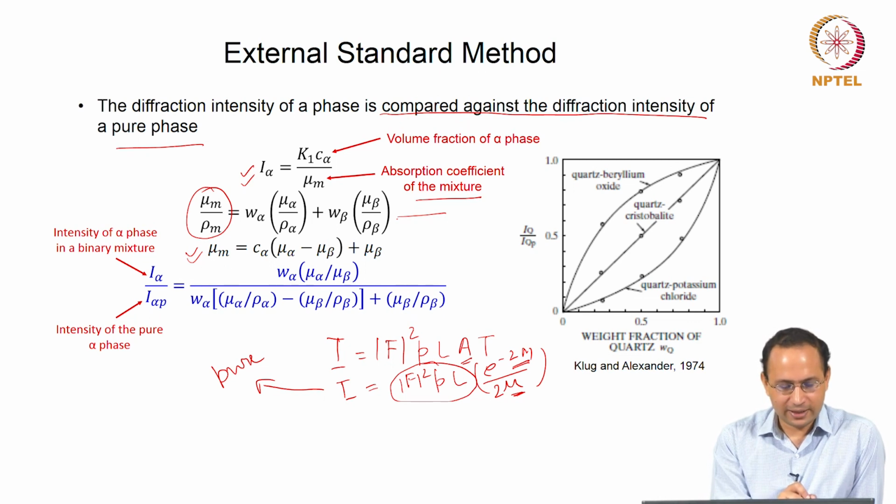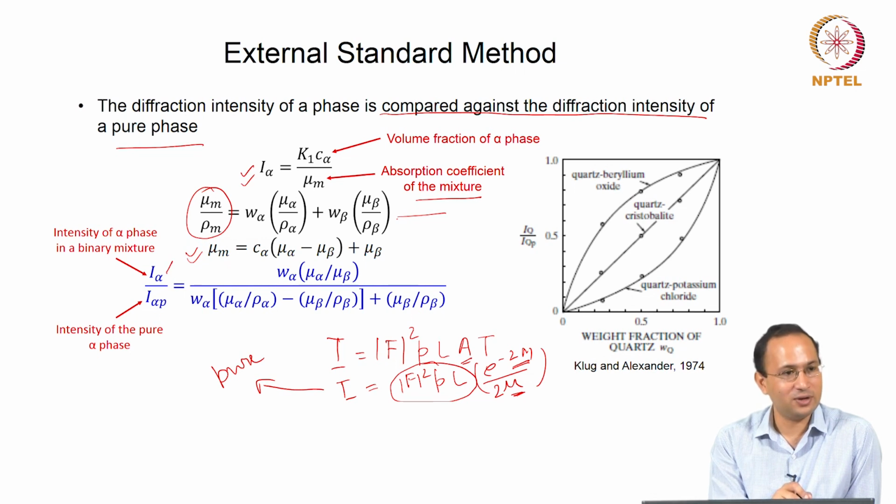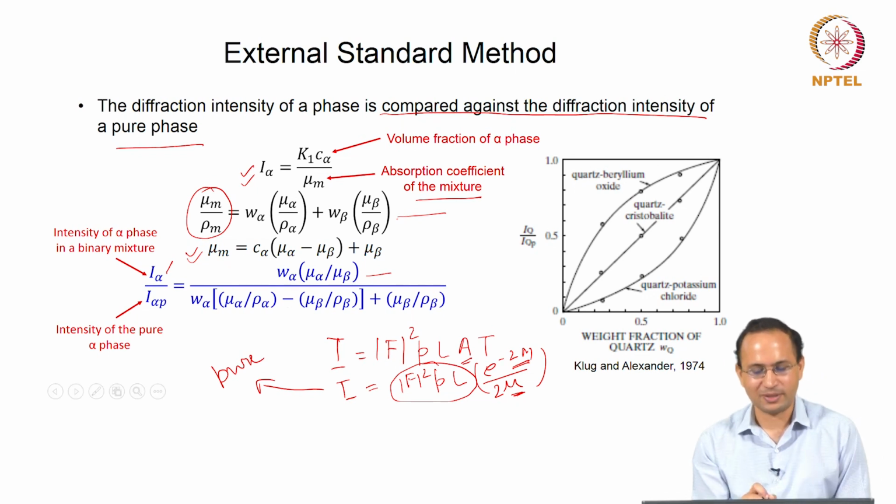Basically, we are not going into detail, but you can refer to the reference. We can relate this intensity. So, this is the intensity of the alpha phase in a binary mixture, I alpha. This is the intensity of the pure alpha phase. So, I alpha over I alpha p can be related to W alpha, the weight fraction of alpha, times mu alpha over mu beta. So, this is the expression over W alpha, mu alpha rho alpha minus mu beta rho beta, plus this. This is the expression you see here.